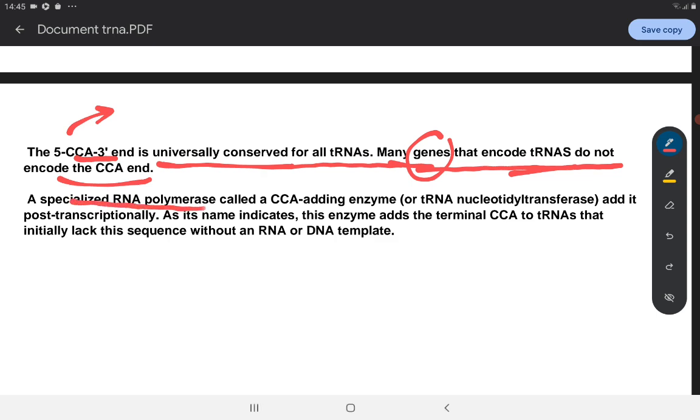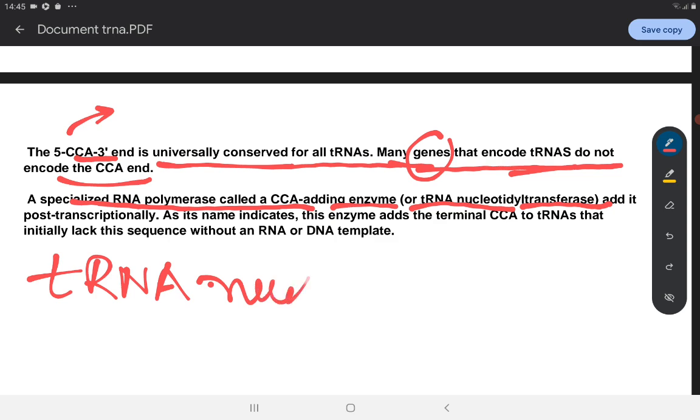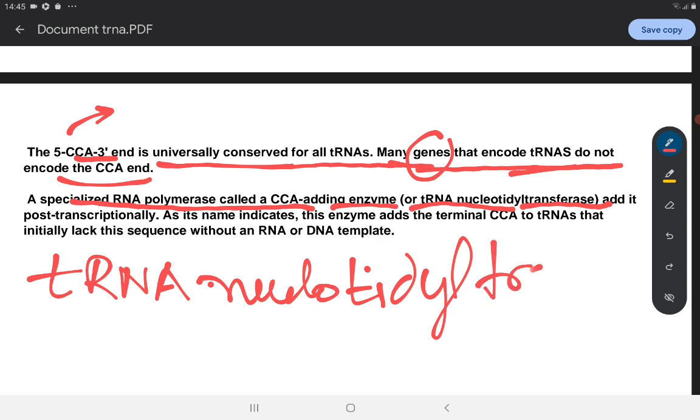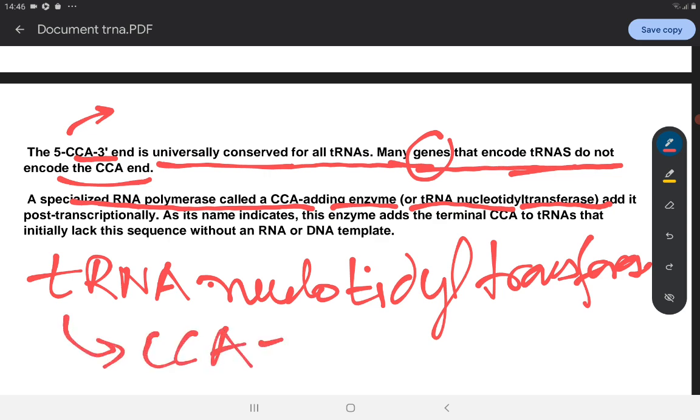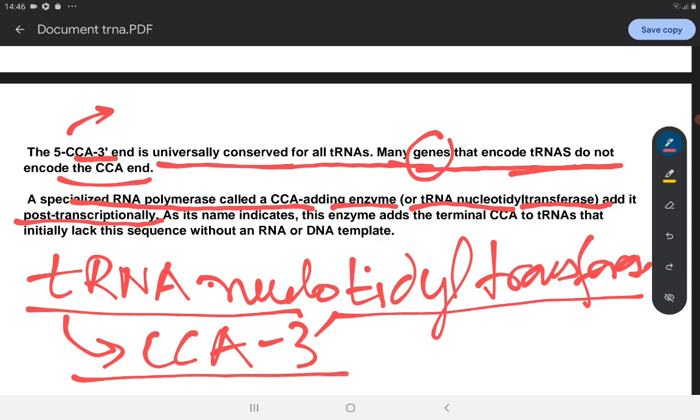A specialized RNA polymerase called the CCA-adding enzyme, or tRNA nucleotidyl transferase. This is an enzyme that adds CCA at the 3' end of every tRNA post-transcriptionally. After it is transcribed, in a post-transcriptional process, this tRNA nucleotidyl transferase adds the CCA sequence at the 3' end. Right?